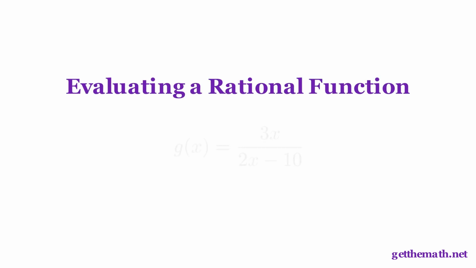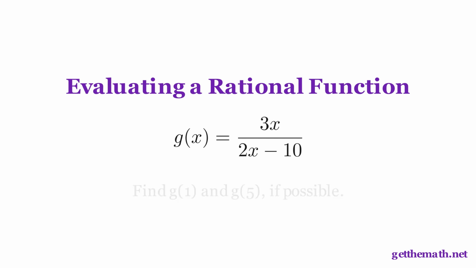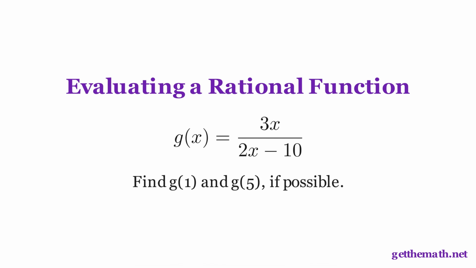Today we are evaluating a rational function. Our function is g of x equals 3x divided by 2x minus 10. We need to find g of 1 and g of 5, if possible.